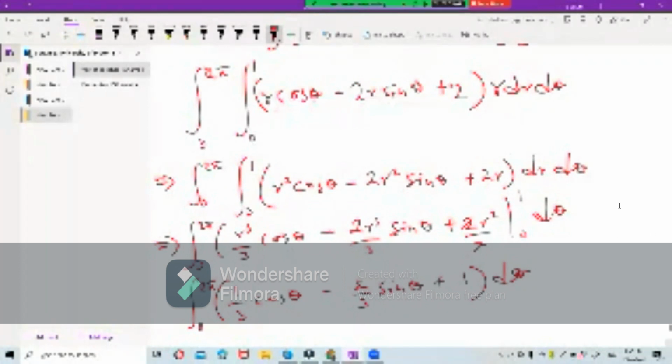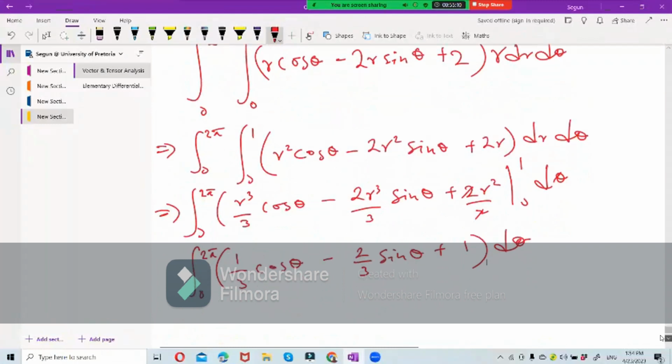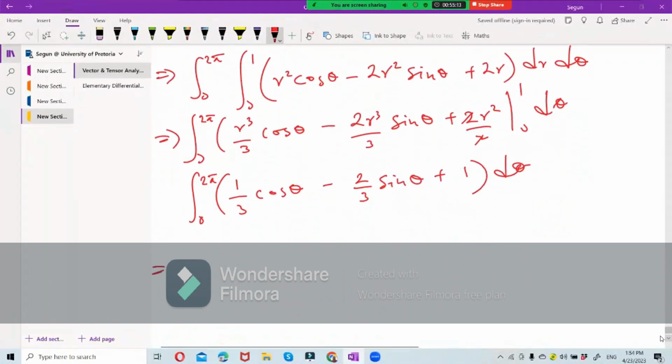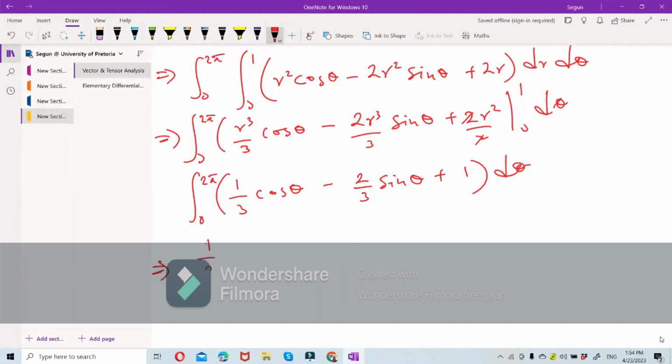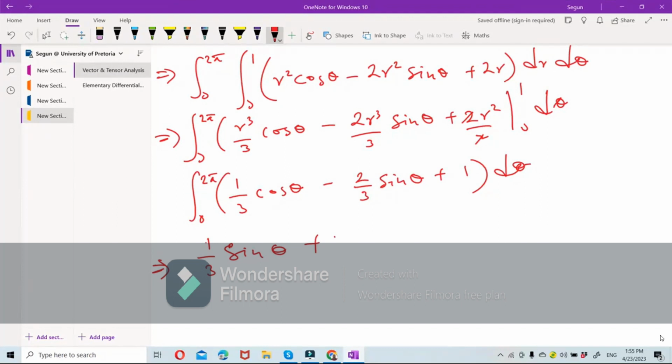Now, we need to integrate again. When you integrate the second time, we want to integrate for theta now. So when you integrate cos theta, you have 1 over 3 sine theta. When you integrate sine, you have minus cos, plus 2 over 3 cos theta. When you integrate 1, you have theta. Remember, 0 to 2 pi.